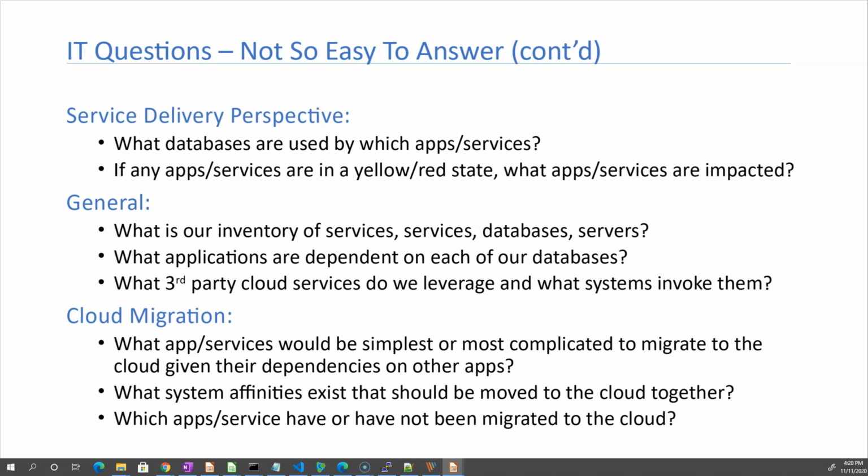I talked about understanding our inventory and understanding what applications are dependent upon each of our databases and third-party cloud services that we may have a dependency on. And then lastly, from a cloud migration standpoint, something that is more recent in my history that I was focusing on is looking at our inventory and understanding the affinities and interdependencies between them, because that might help us identify which ones would be relatively easy or complicated to migrate to the cloud, given their interdependencies. And those same affinities might help us understand the waves of applications that can be moved to the cloud together.